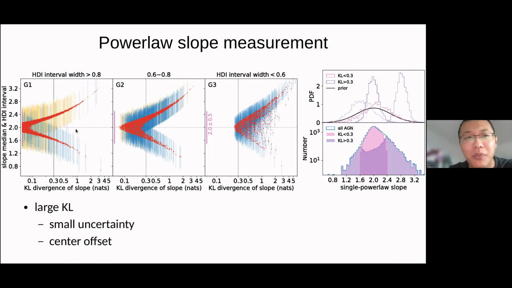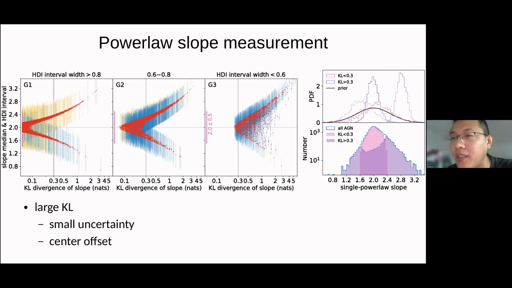Again, I divide the sample into 3. Here, these sources have the largest error bar, and these ones have the smallest error bar. So when there's a huge error bar, most of the sources have small KL divergence. And when we have a good measurement, there's always a large KL divergence. Similarly, in this figure I also show the PDF of a few examples. Again, this black line is the prior that we input. It's a broad Gaussian distribution.